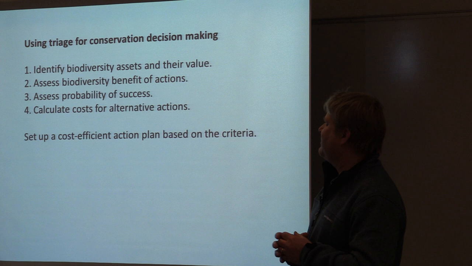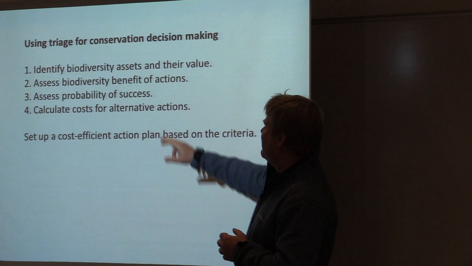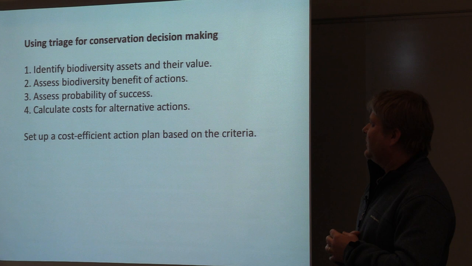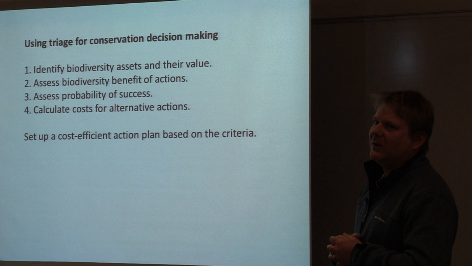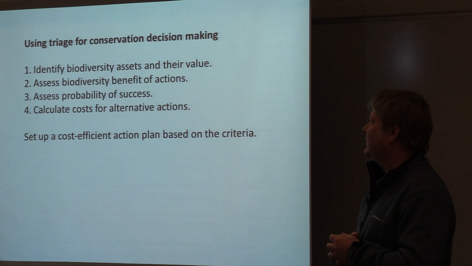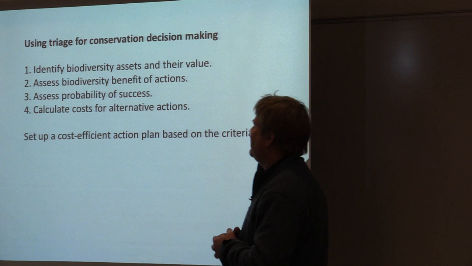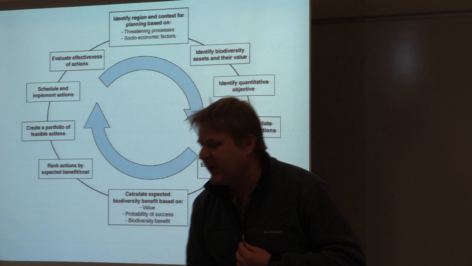So the first step is to identify biodiversity assets and their value. The second step is to assess the biodiversity benefit of actions. The third is to assess the probability of success. And the fourth is to calculate costs for alternative actions. Based on the results of these assessments, you set up a cost-efficient action plan based on the criteria, and it looks like this.